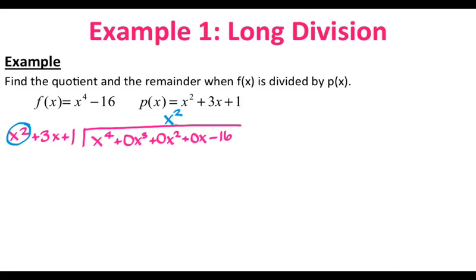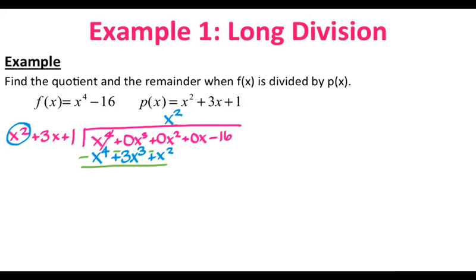So x squared times x squared is x to the fourth. x squared times 3x is 3x cubed. And x squared times 1 is just x squared. Now with normal long division you would subtract, so you're going to do the same thing, but for polynomials make sure you subtract every term. So I'm going to draw my line and change my signs. And then combine your terms.